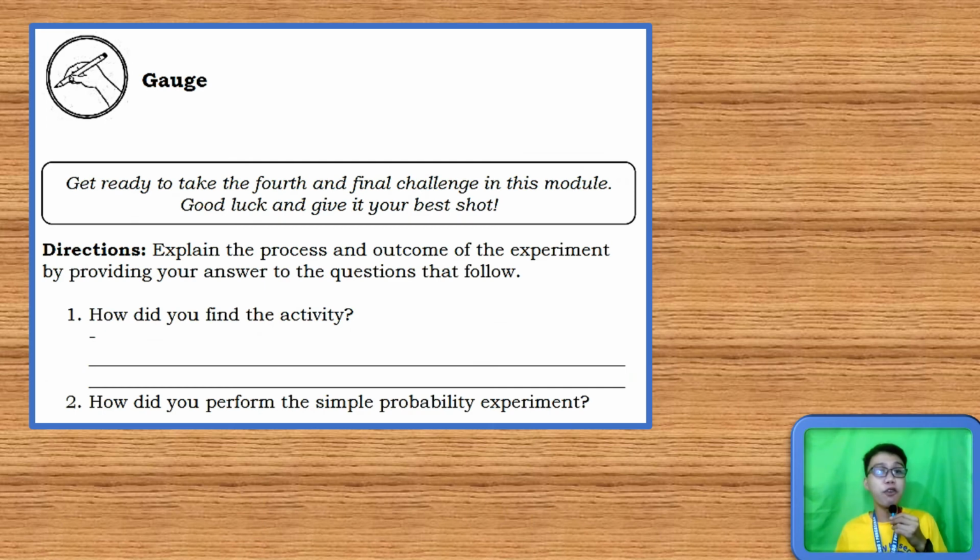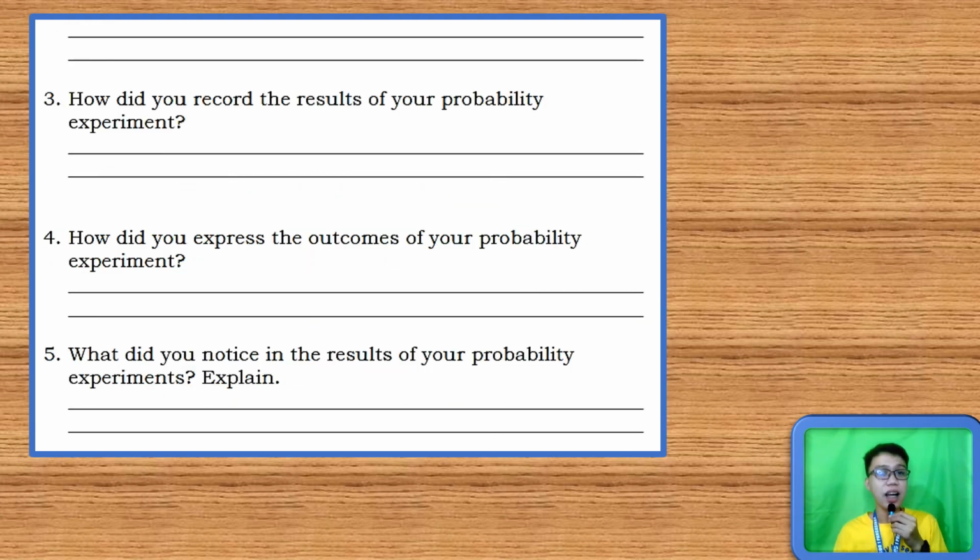Get ready to take the fourth and final challenge in this module. Good luck and give it your best shot. Directions: explain the process and outcome of the experiment by providing your answer to the questions that follow. Number 1. How did you find the activity? Number 2. How did you perform the simple probability experiment? Number 3. How did you record the results of your probability experiment? And number 4. How did you express the outcomes of your probability experiment? And number 5. What did you notice in the results of your probability experiments? Explain.